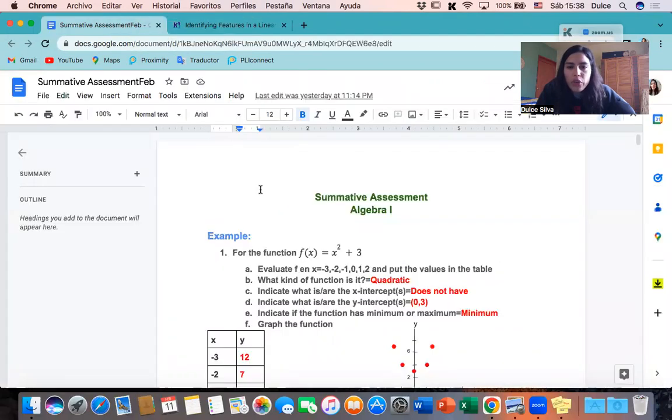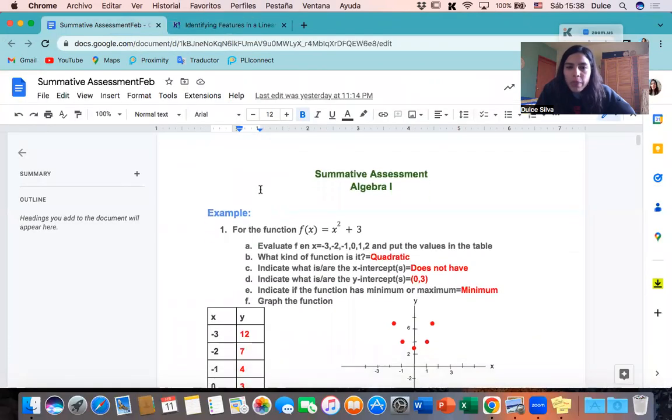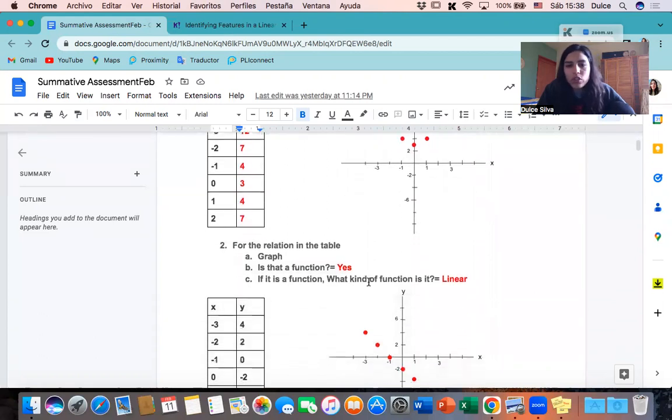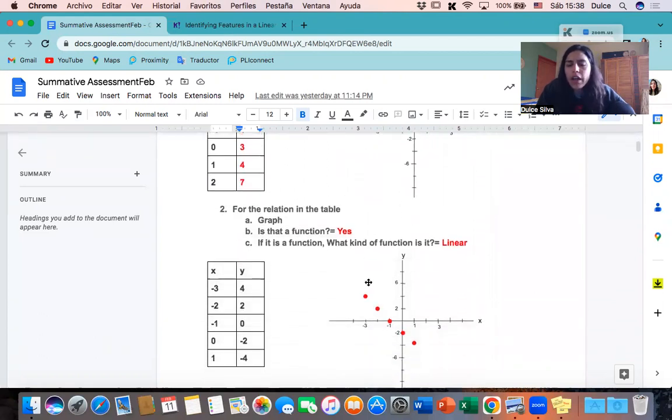Also, we have another activity, for example, this. The students have to pass from the algebraic expression to a table, and then pass the table to a graph, and identify if this is a linear function or if this is not a linear function. It could be another kind of function, for example, a quadratic function, but they have to know how to identify if they are working with a linear function.